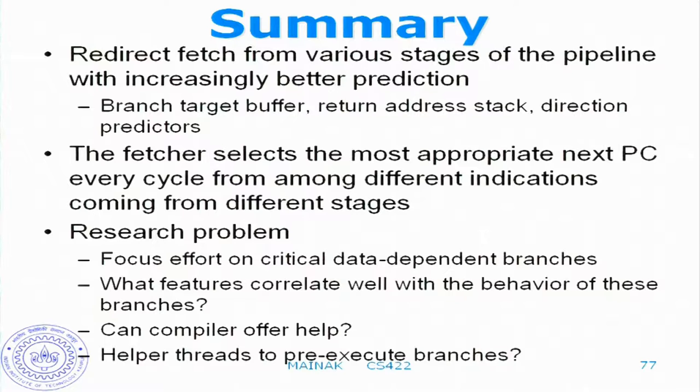So a quick summary of control hazards. Redirect fetch from various stages of the pipeline with increasingly better prediction. Some of the machinery that we have discussed are the branch target buffer, return address stack, and direction predictors. The fetcher selects the most appropriate next PC every cycle from among different indications coming from different stages. Research problems: focus effort on critical data-dependent branches. What features correlate well with the behavior of these branches? Can the compiler offer help in any way?